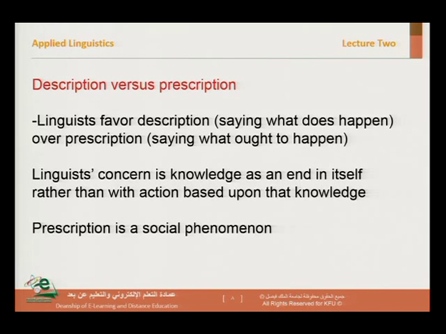Linguists favor description. What is description? Saying what does happen. What is happening here? Somebody who is learning a language is using this language in this particular way. He is making mistakes. Why is he making mistakes? For example, when he or she says "he play" instead of "he plays football." So why is he making this mistake?